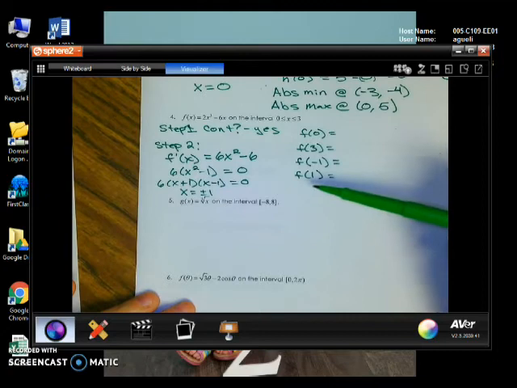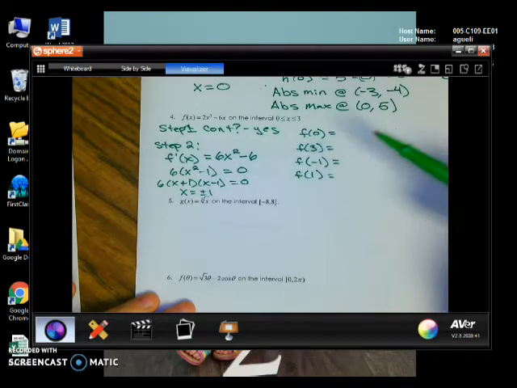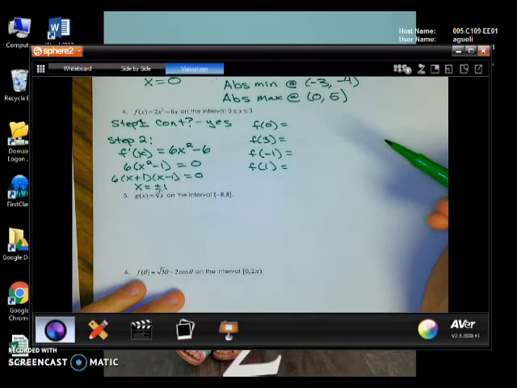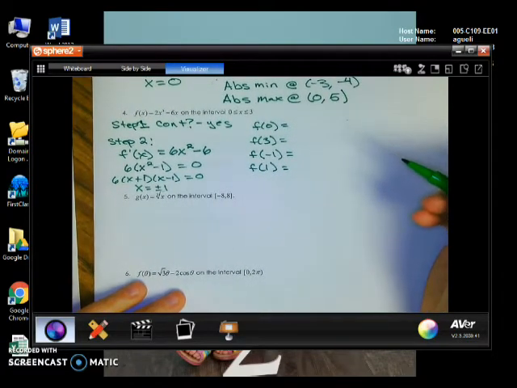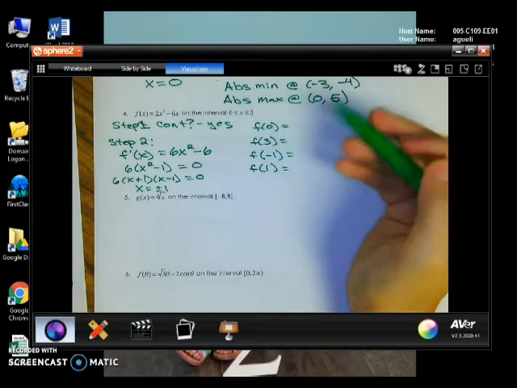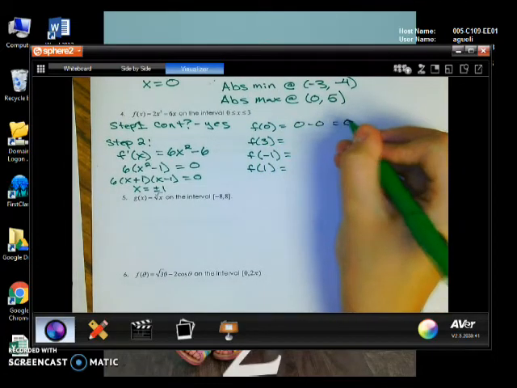So I kind of write out all the things I'm evaluating. And again, I know that I'm plugging into the original because notice here it says f of 0. It doesn't say f prime of 0. So that f of 0 indicates that I'm plugging in to the original. So when I plug a 0 in, oh, that's not really exciting, 0 minus 0, right? So that's going to be 0.